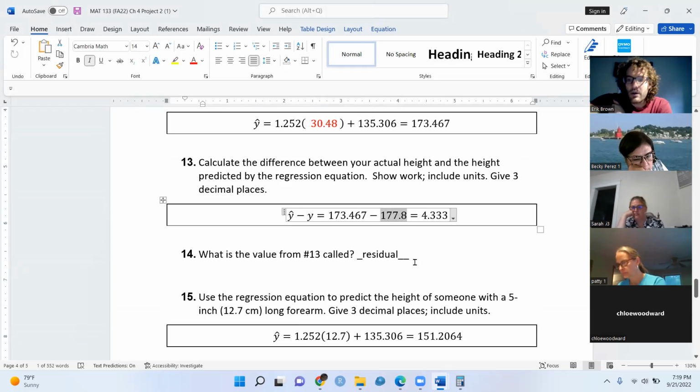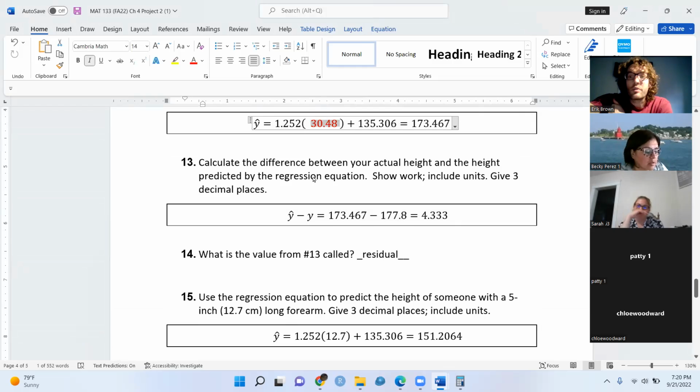I put in my own height, 5'10". I think that's how tall I am. And I compared that to using Becky's forearm, 30.48. So everyone could have different numbers for their 12s and 13s, depending upon whether or not you actually measured your forearm length or not.